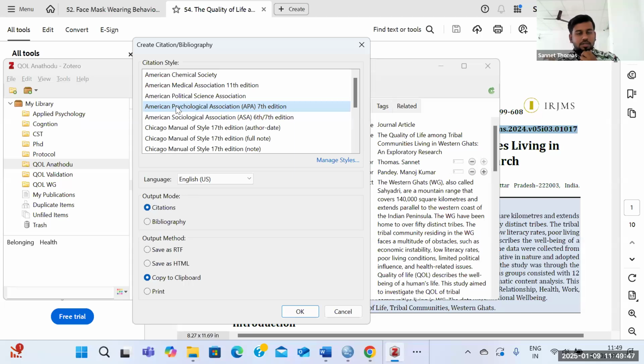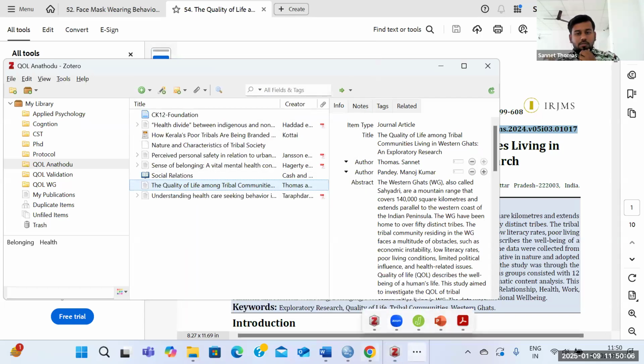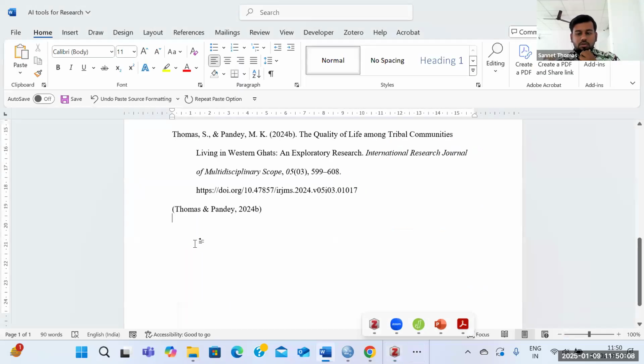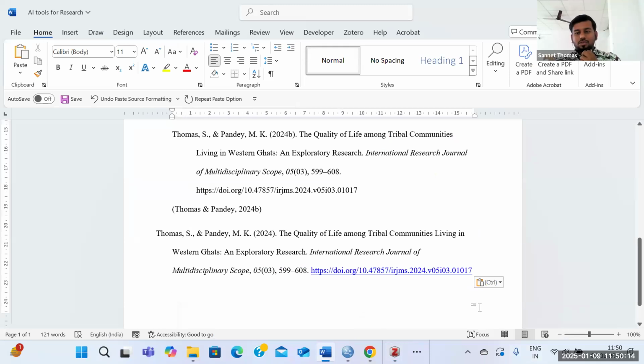I click on the citation style, whatever style you require. APA style is there. Click on here. Then citation, if you need the citation, click on here. Or if you need the bibliography, that is reference, click bibliography, copy to clipboard. Then come back to the Word, click okay, done. So it generated the references.